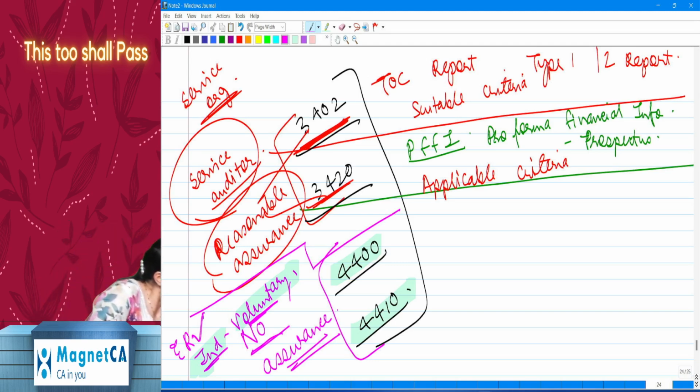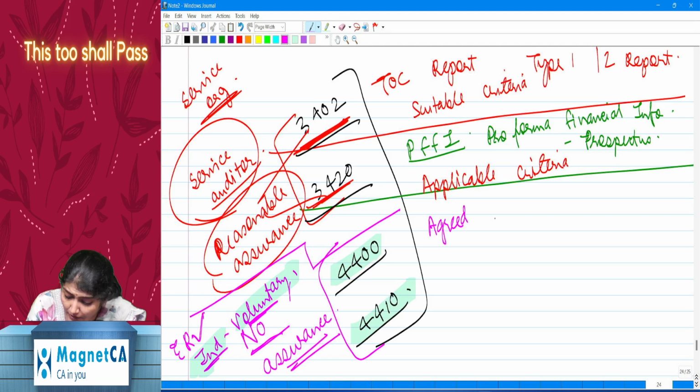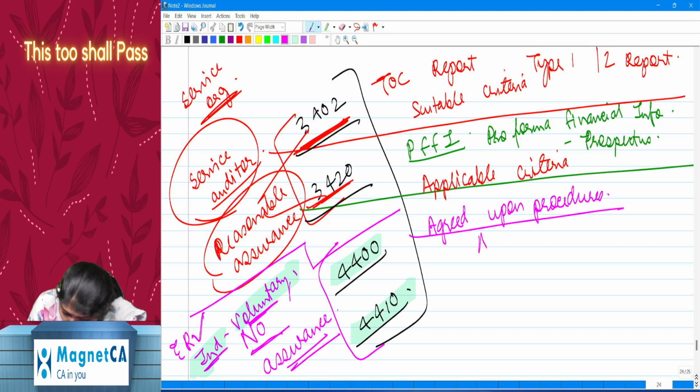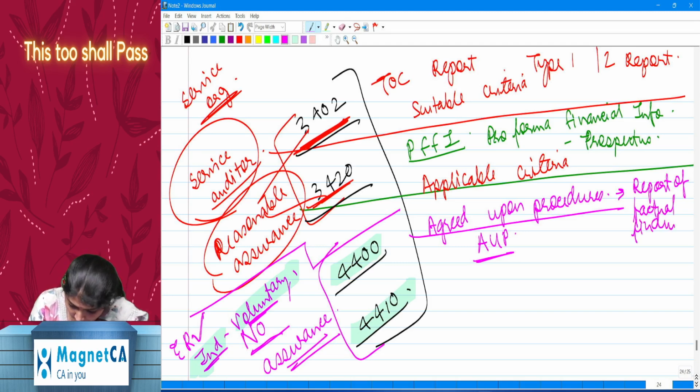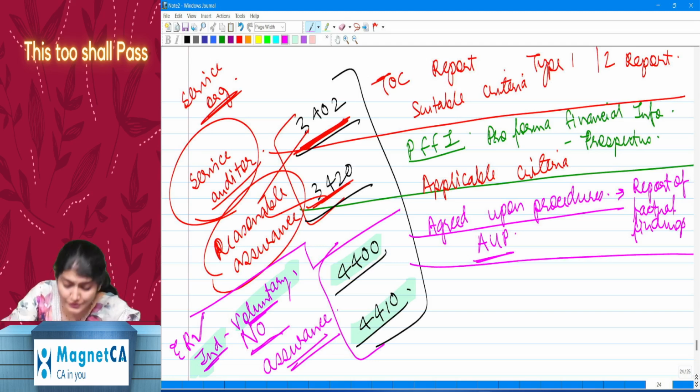In 4400, you are appointed to give a report on the agreed upon procedures. We call these procedures the AUP, agreed upon procedures, and the report issued at the end of these agreed upon procedures is called the report of the factual findings.